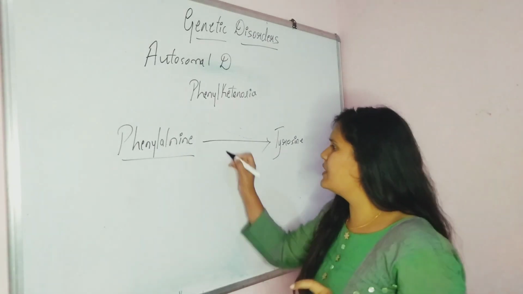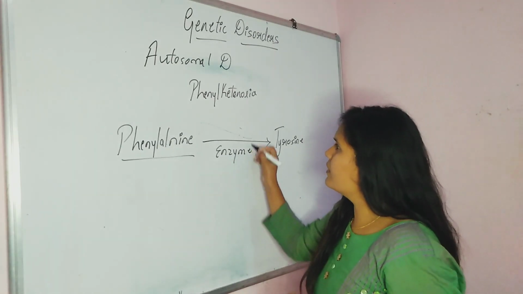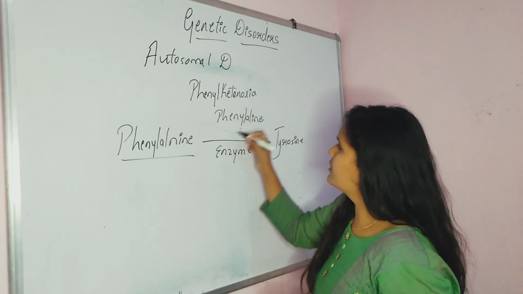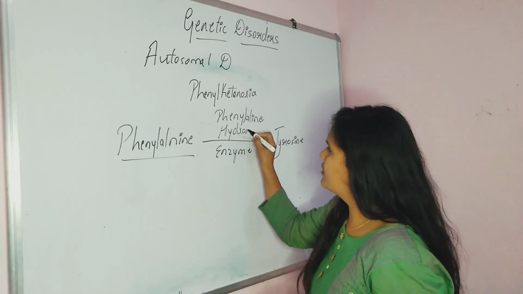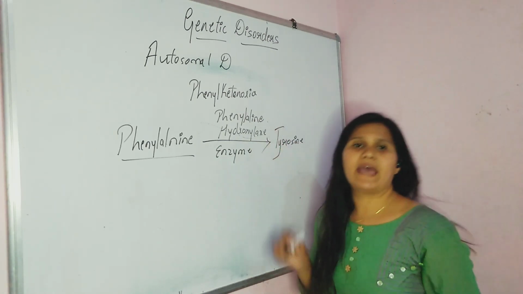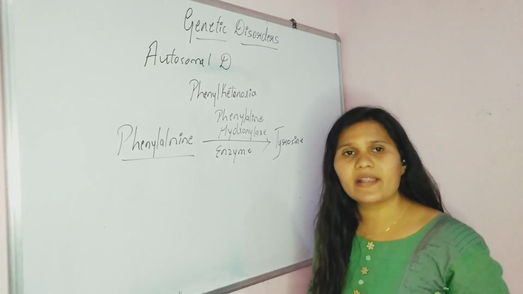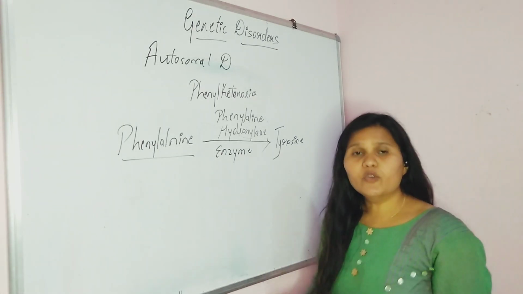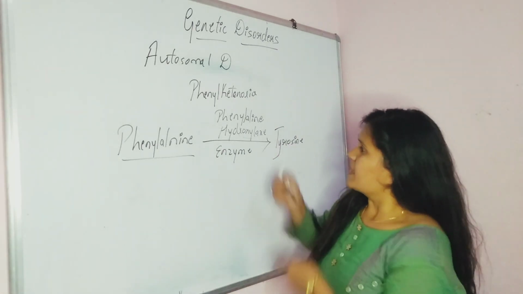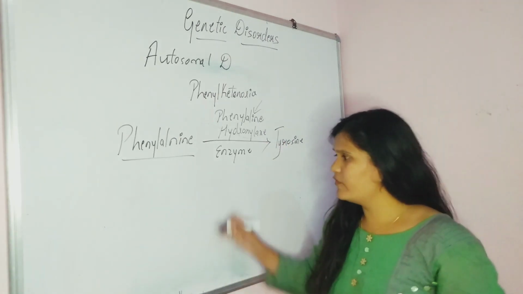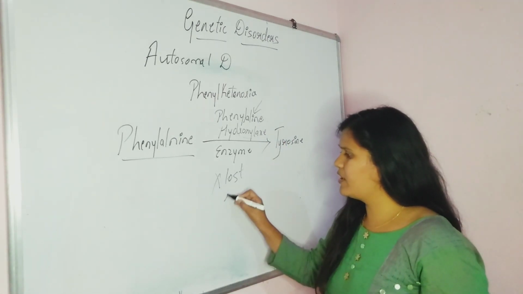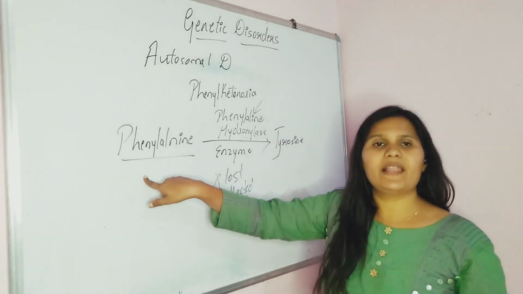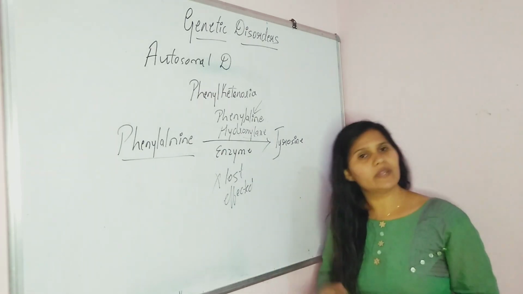In the presence of the enzyme called phenylalanine hydroxylase, this enzyme will convert phenylalanine into tyrosine. In this case, due to the mutation of the gene which produces this enzyme, the enzyme will get lost or affected. So what will happen? This phenylalanine will not get converted into tyrosine, right?